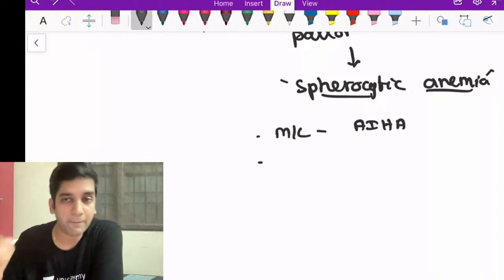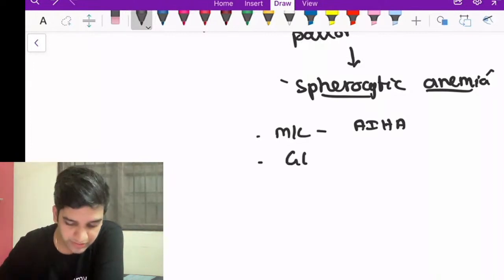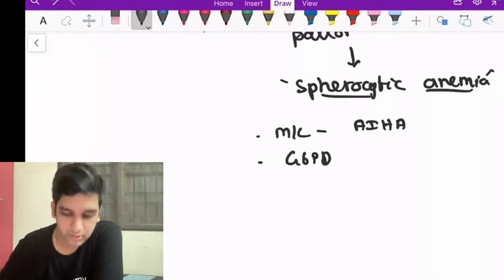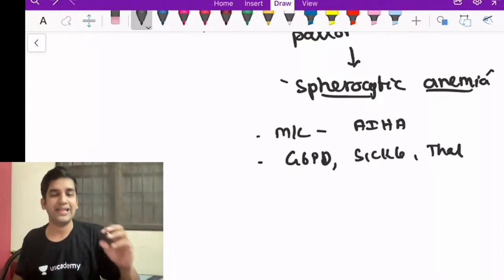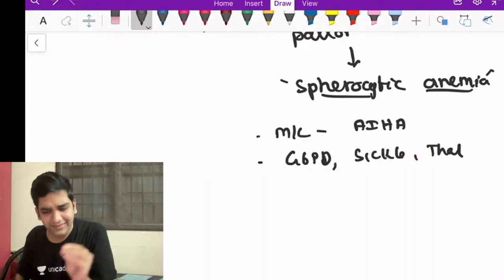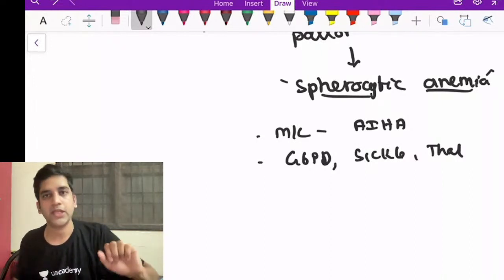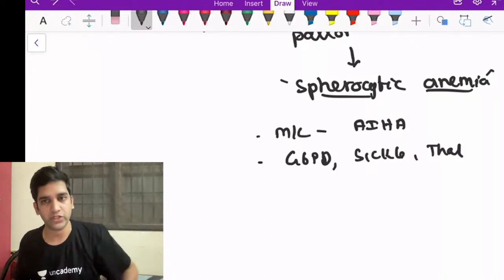Not only that, I have multiple other things. G6PD deficiency can cause spherocytes. Sickle cell anemia can have spherocytes. Thalassemia can have spherocytes. So spherocytes are an evidence of cell damage. Anything can have spherocytes. So I cannot diagnose just with spherocytes that it is hereditary spherocytosis.